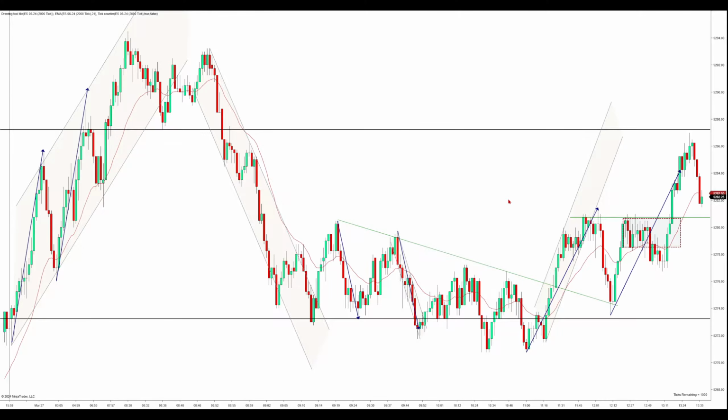I'm trading the ES futures on a 2000 tick chart with the 21 EMA. So I've got the overnight high up here and the overnight low down here. These are our key levels for the day. I started trading at 8 Central Time, which is this area right here.